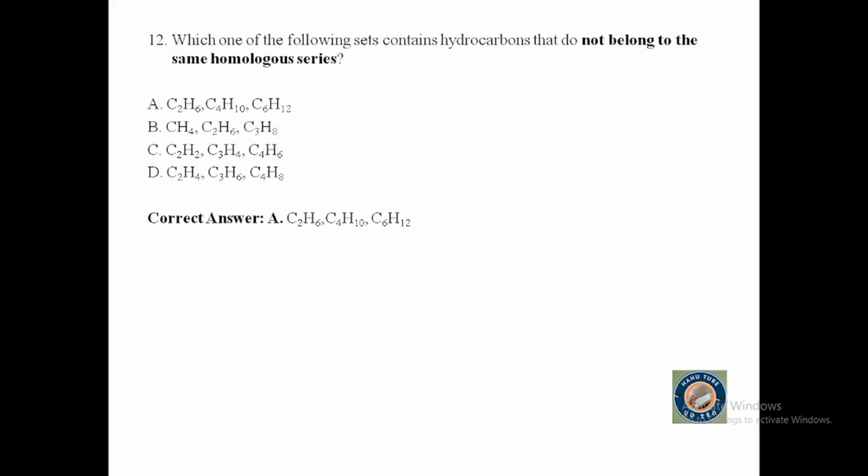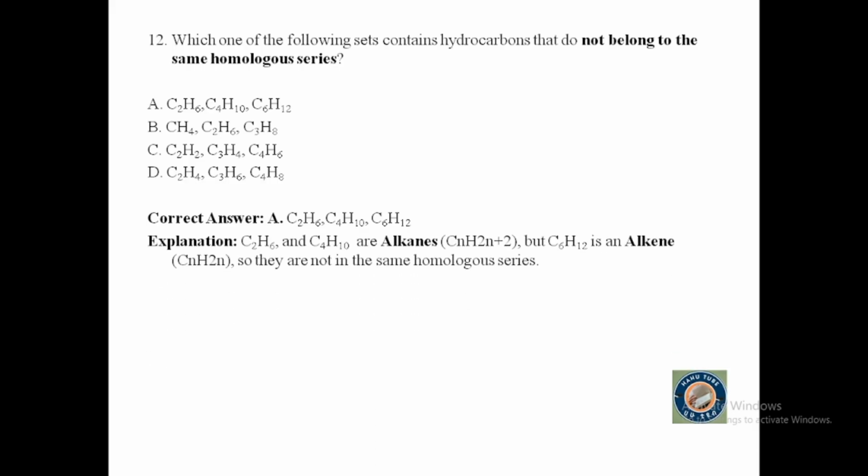The answer is C2H6, C4H10 and C6H12. This is because C2H6 and C4H10 are alkanes, ethane and butane. CnH2n+2 is their general formula, but C6H12 is an alkene, hexene. The general formula is CnH2n. So they are not in the same homologous series.